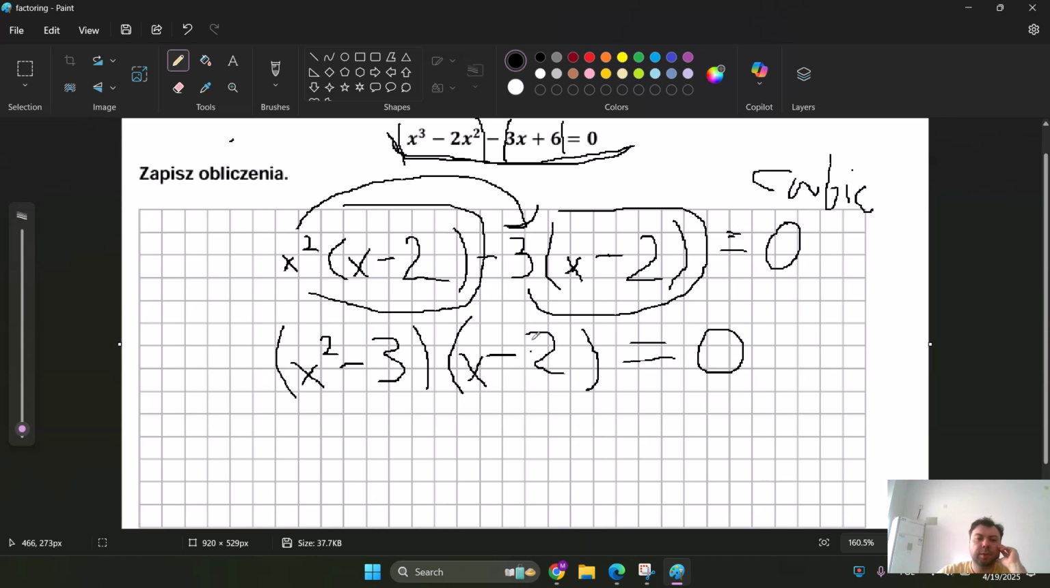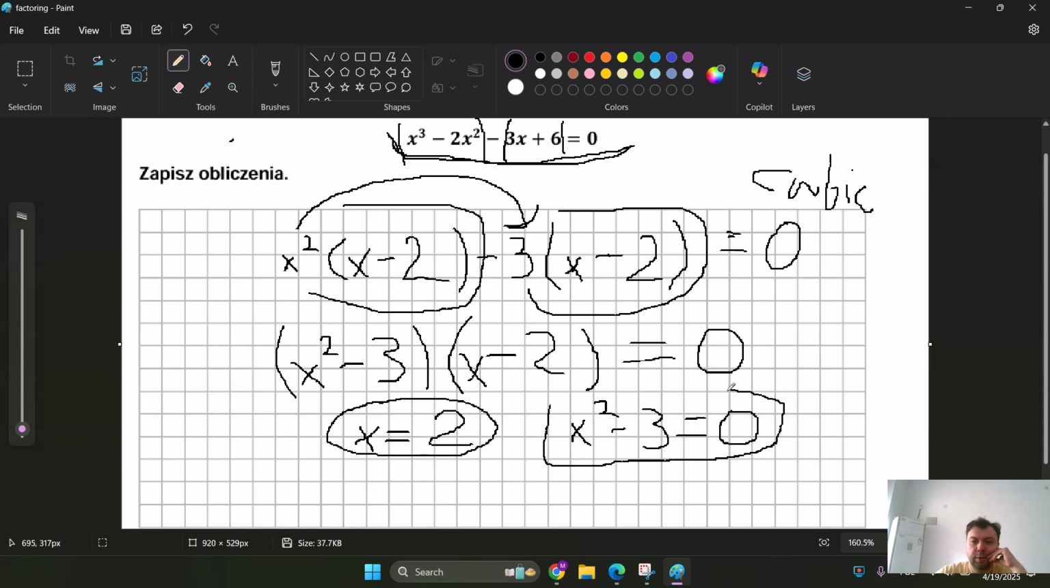So we already know that one solution is x equals 2. This is the first solution. We already have one root of the equation, because x minus 2 equals 0. It means if you move minus 2 to the right side, it will change the sign to plus. So x equals 2. And now we need to consider this other case. We have x squared minus 3 equals 0.